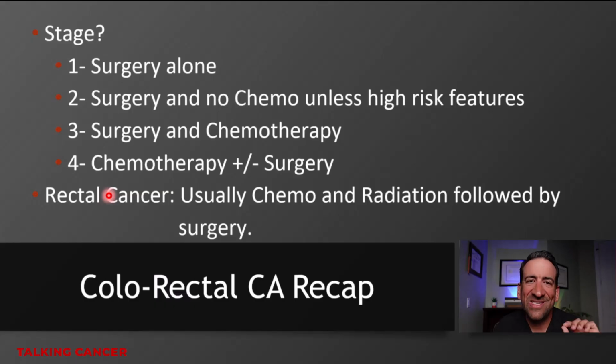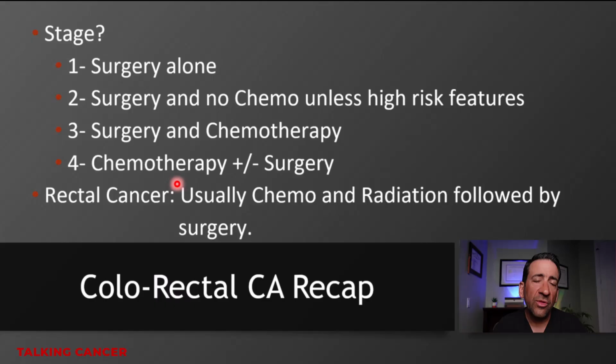The first question, what stage are you? If you're stage 1, usually surgery and you're done. Stage 2, surgery and no chemo unless, remember, you're high risk. Stage 3, you have surgery, and then we usually recommend chemotherapy. Stage 4, remember, you're metastatic, you're M1, so we usually give chemotherapy.